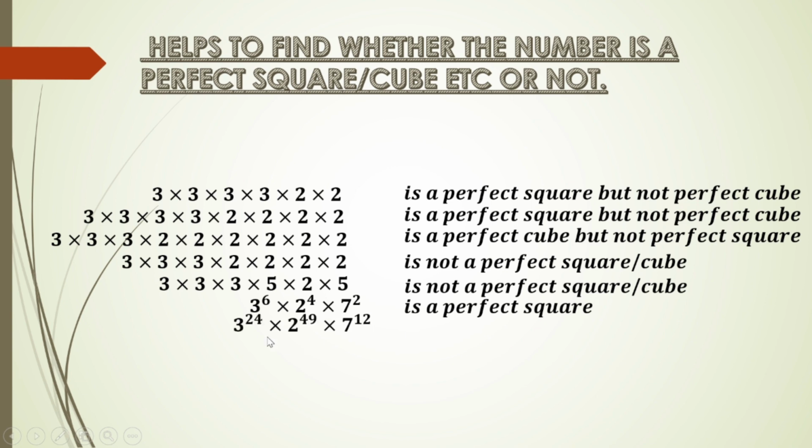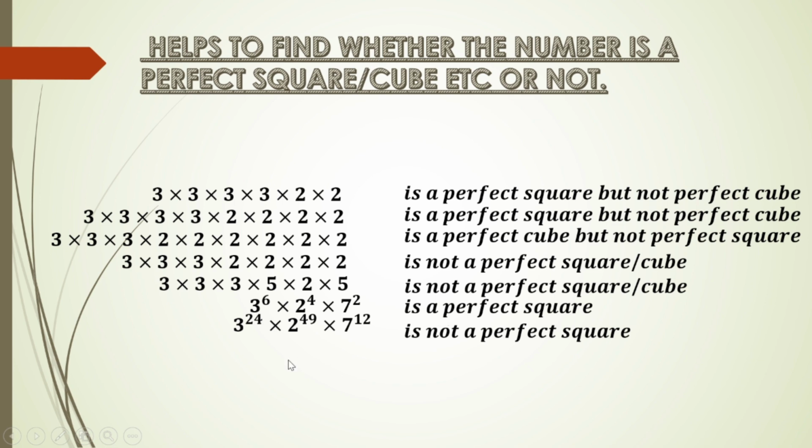Okay. Next, this is even, this is even, this is odd. So it cannot be distributed among 2 groups. It's not a perfect square. Can it be distributed into 3 groups? These are 24. Yes, 3 raised to power 24 can be distributed into 3 groups. 2 raised to power 49 cannot be, because the frequency of 2 is 49. So all the 2's cannot be distributed into 3 groups. So it's neither a perfect square nor a perfect cube. Okay, not a perfect cube. I forgot to write it, but it's not a perfect cube even.